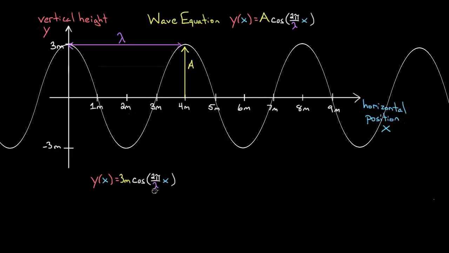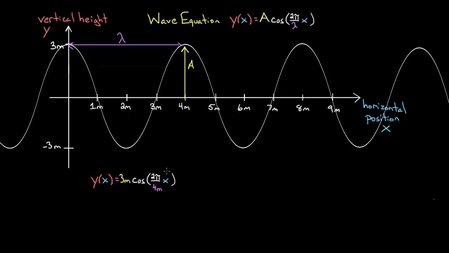The 2 pi stays, but the lambda does not. Our wavelength is not just lambda, that's just too general. We've got to write what it is, and it's the distance from peak to peak, which is 4 meters, or you could measure it from trough to trough, or you could call these valleys, valley to valley. That'd also be 4 meters. Regardless of how you measure it, the wavelength is 4 meters.